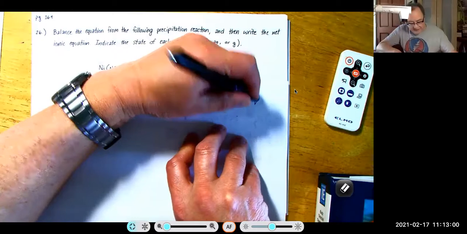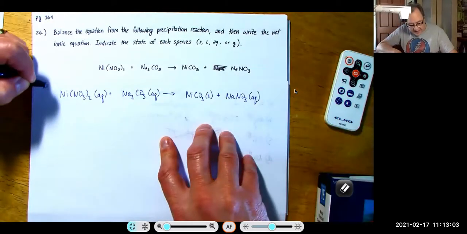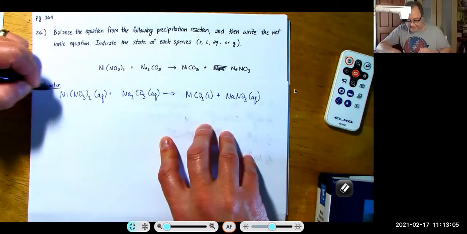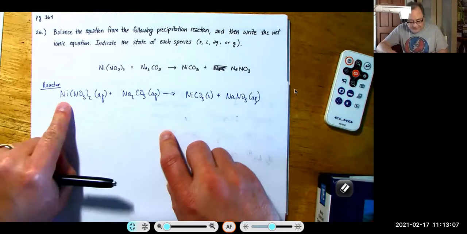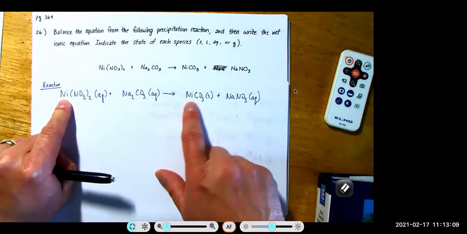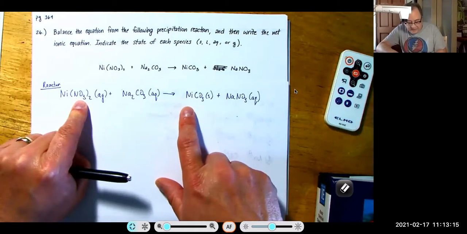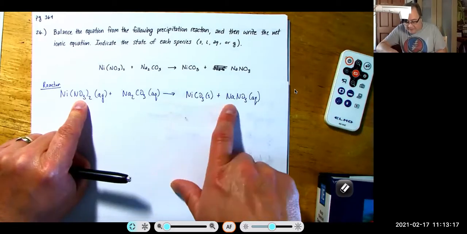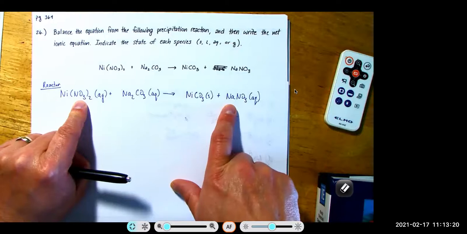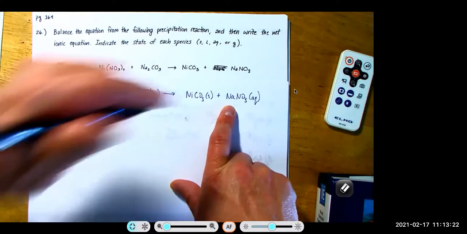Now, this is the reaction that they ask for, but we need to balance it. How many nickels? 1 and 1. How many nitrates on the left? 2. How many on the right? 1. How do you fix it? Put a 2 in front of the products.